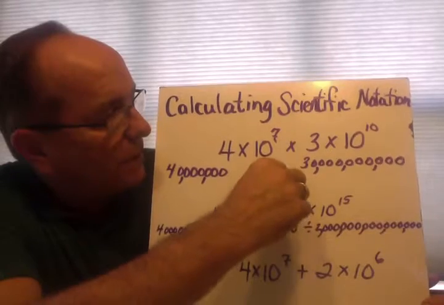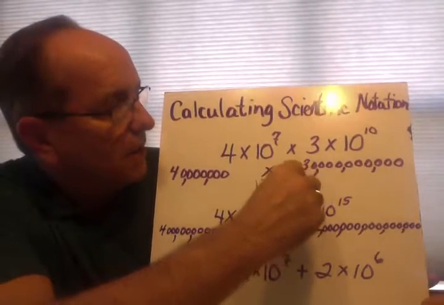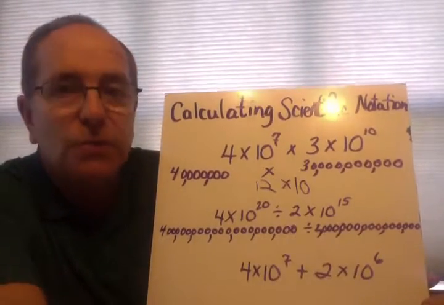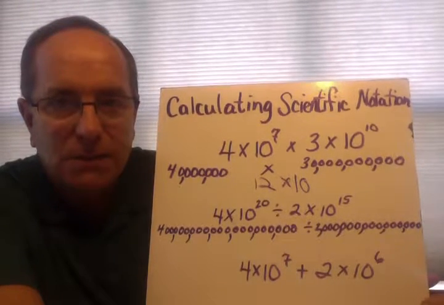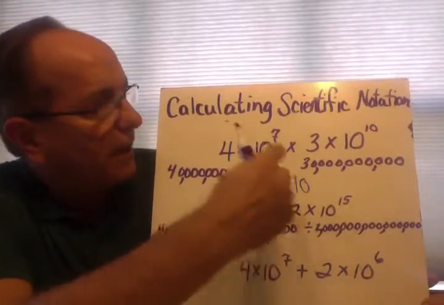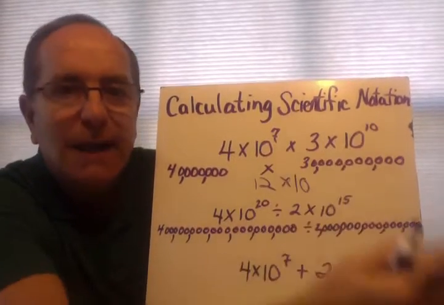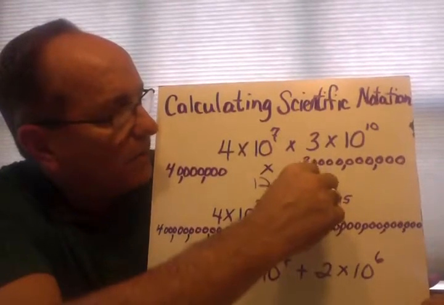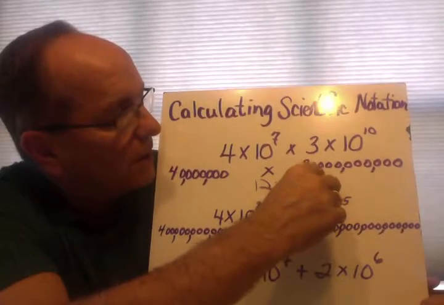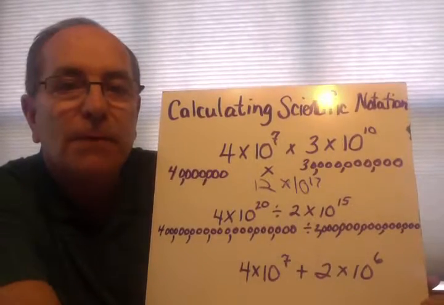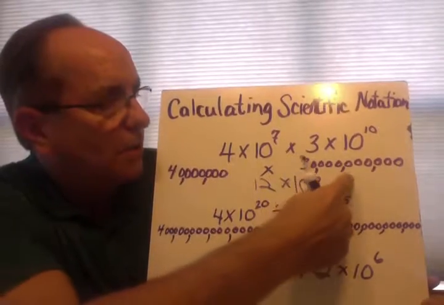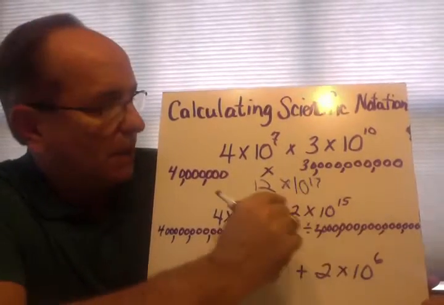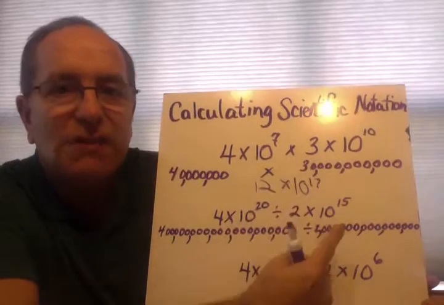And then that would be times 10 to what power? Well, this is what's really cool. All I have to do is add the exponents. So I have a 7 and a 10. I just add them together, and that's my power of 10 right there, 17. So 40 million times 30 billion is 12 times 10 to the 17th power.